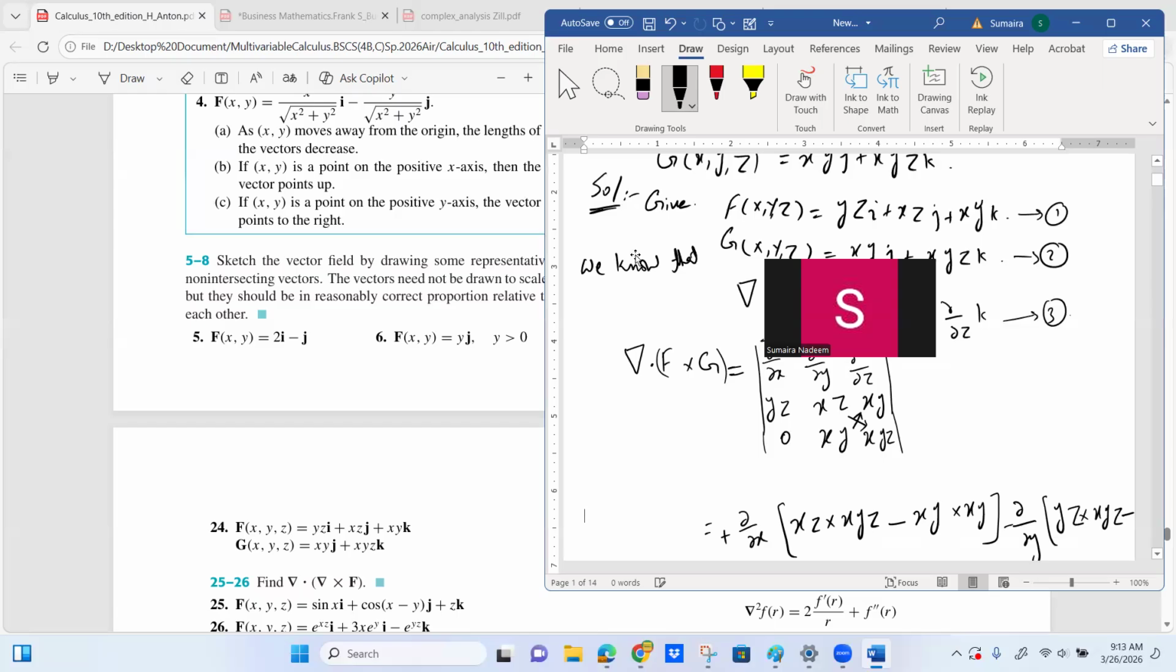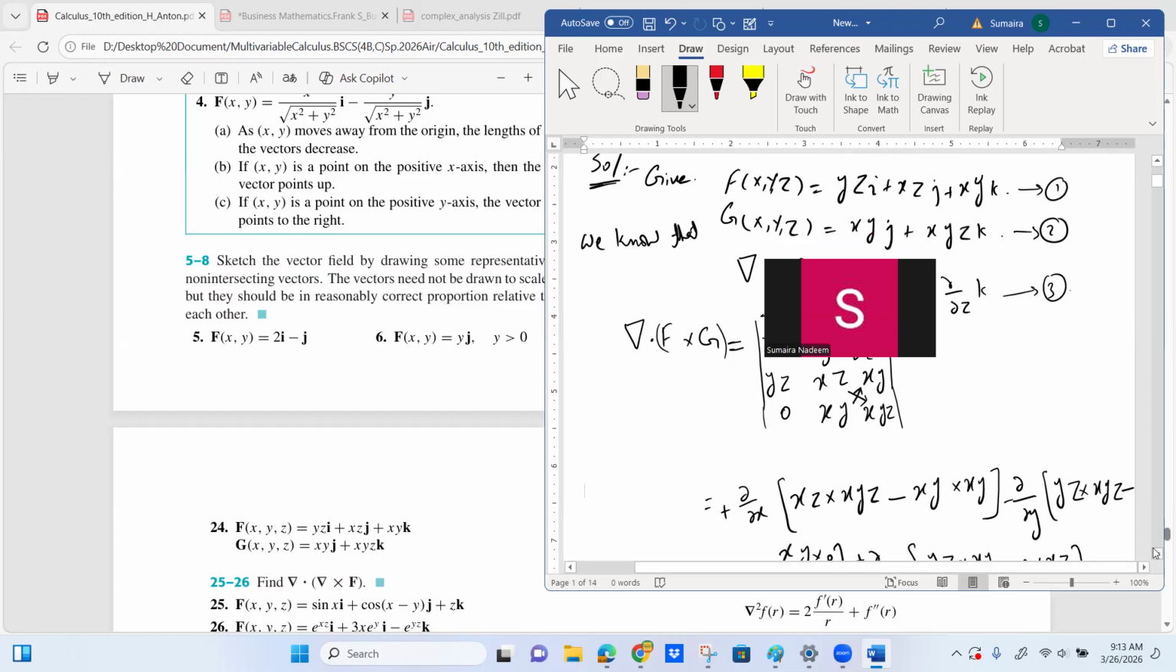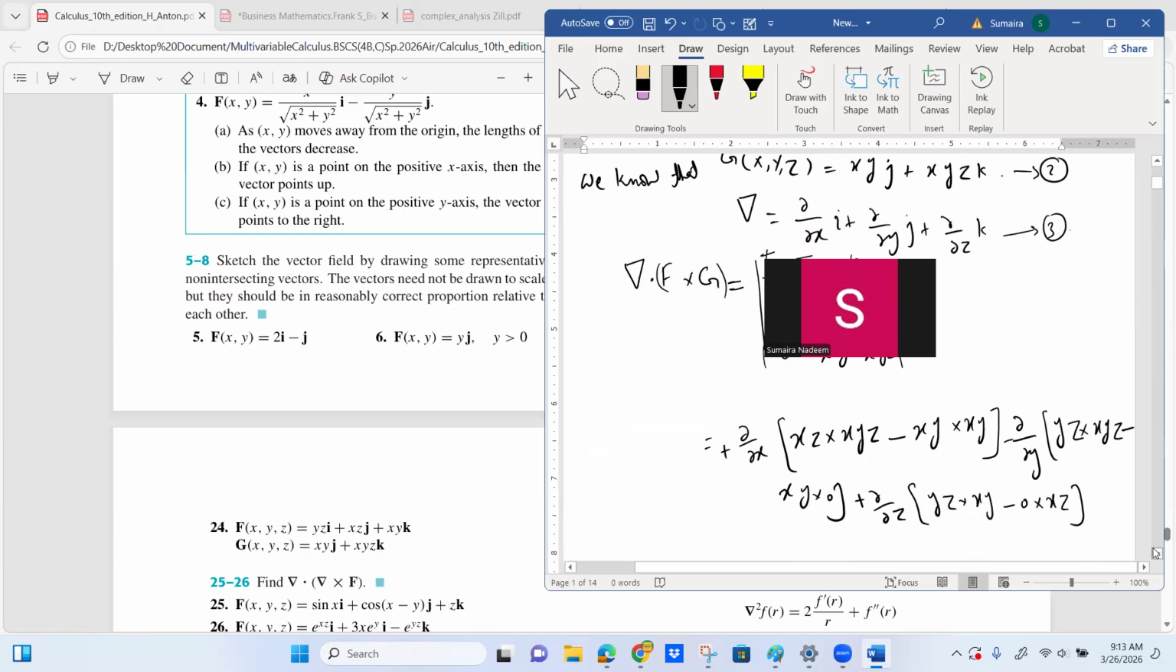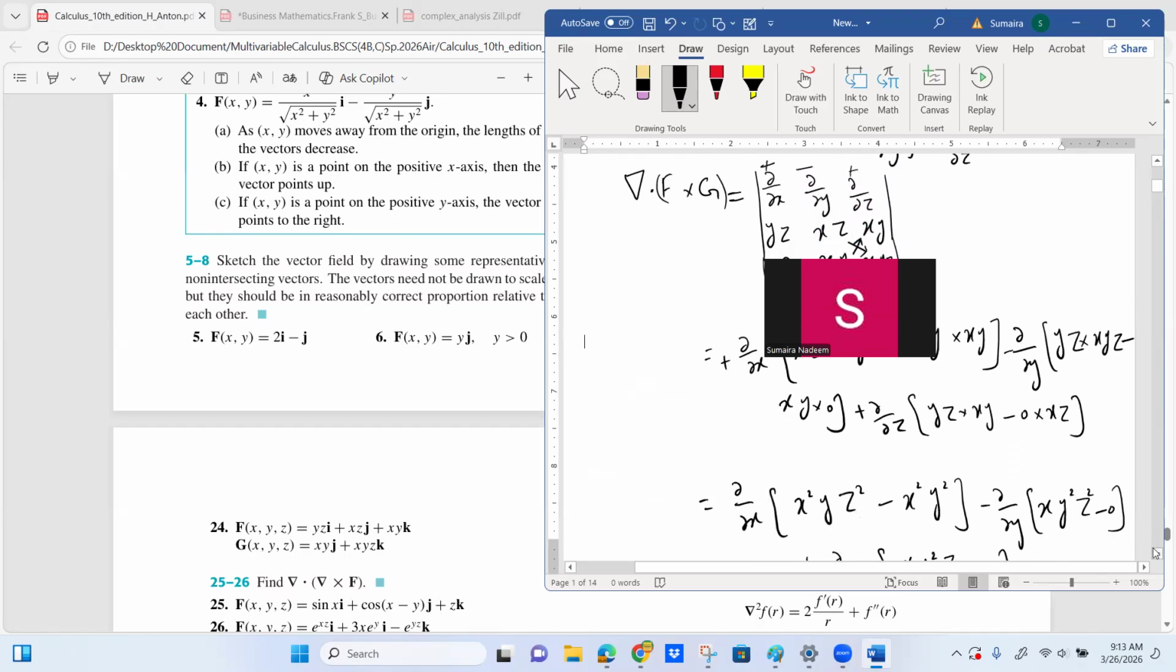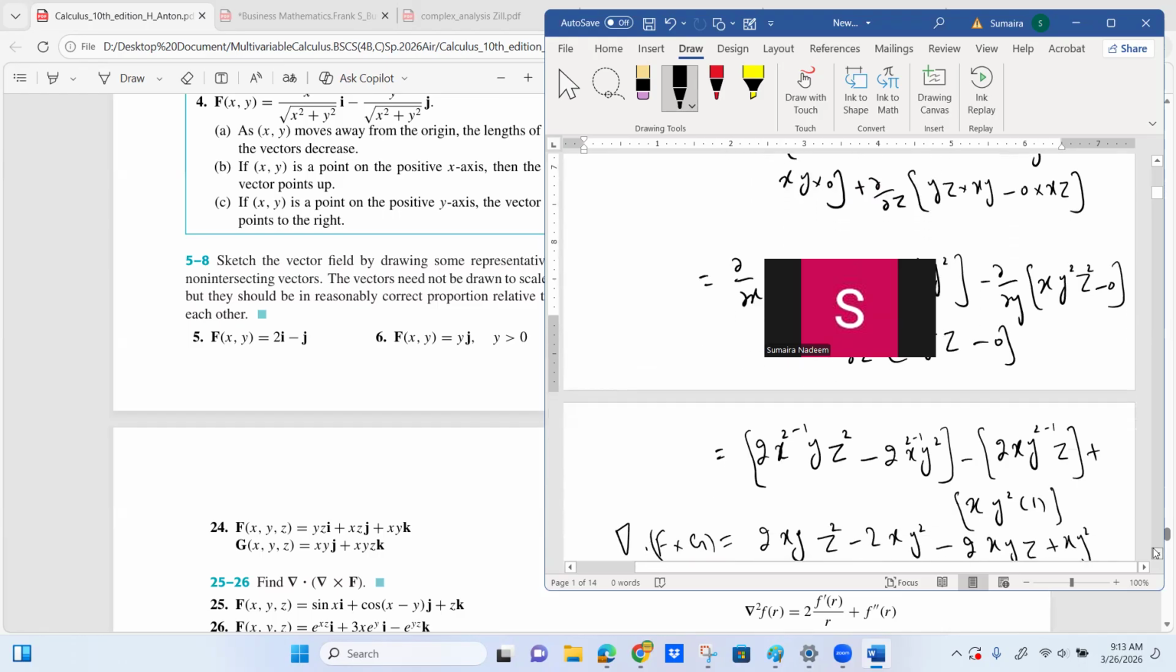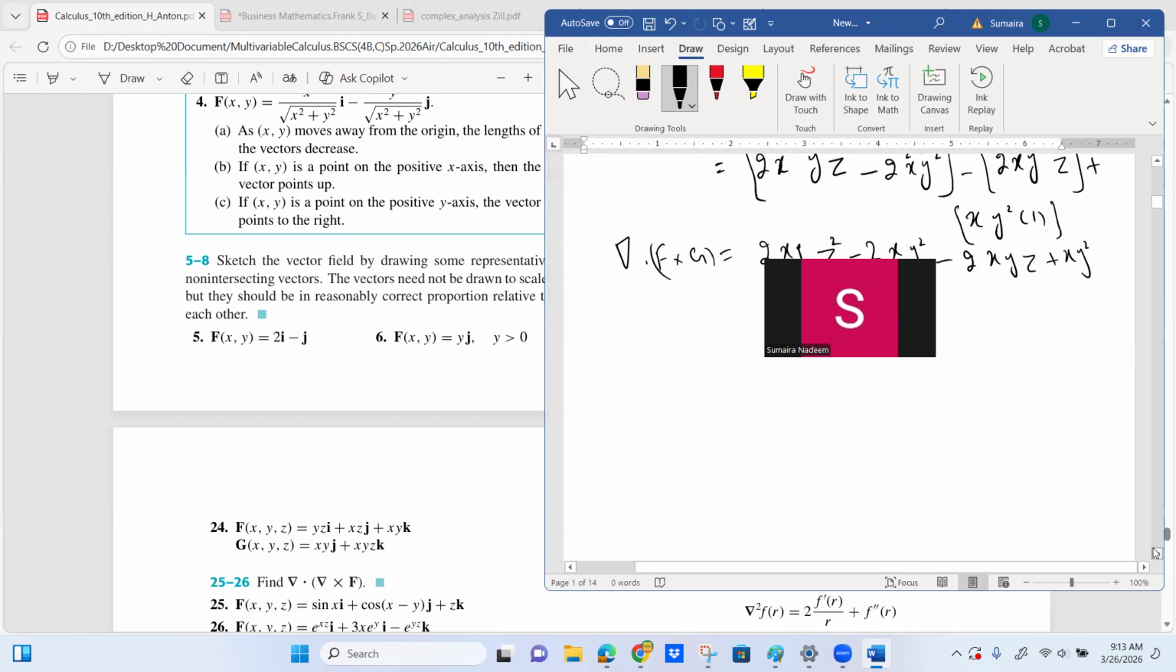So gradient is partial by partial x i plus these values. So gradient dot f cross g values are like this way: in the first row we put the gradient coefficients, in the second row we put the f coefficients, and in the third row we put the coefficients of g. And then we use the scalar triple product by taking the determinant. This is, exercise 15.1 is complete.